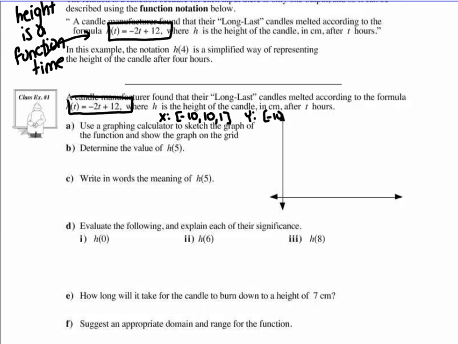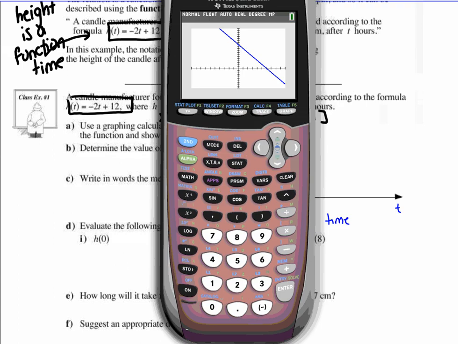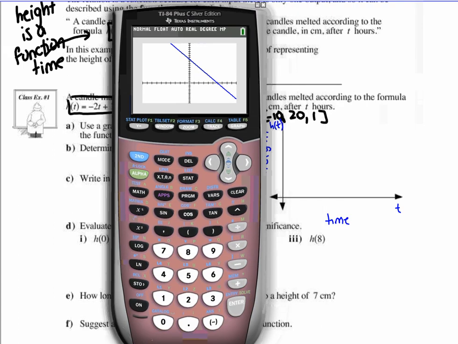We could have changed that because we don't need negative values. If we're dealing with height as a function of time, this is the t variable, and this is the h of t variable on the y. We don't need the negative, right? It doesn't make sense to have negative time or negative height. So our graph looks something like this, not knowing what our intercepts are just yet.